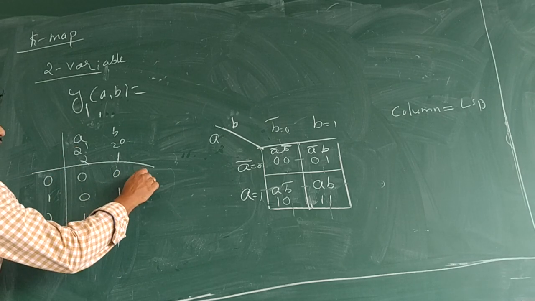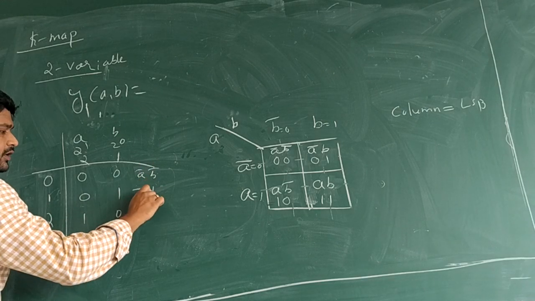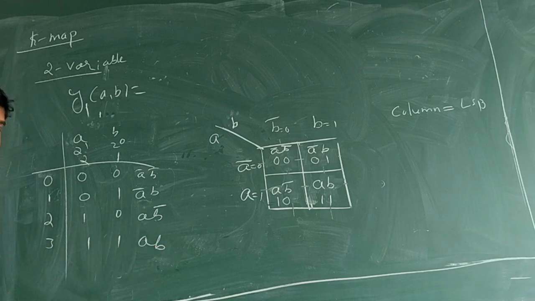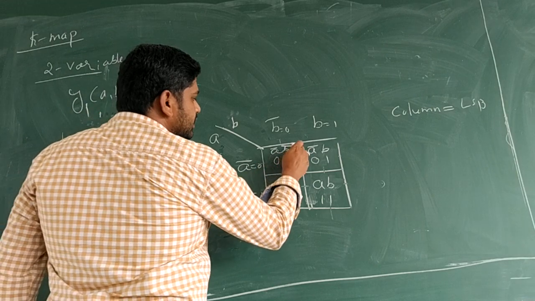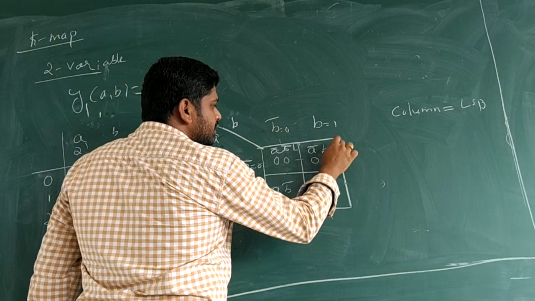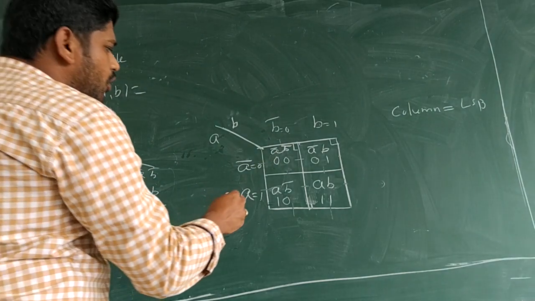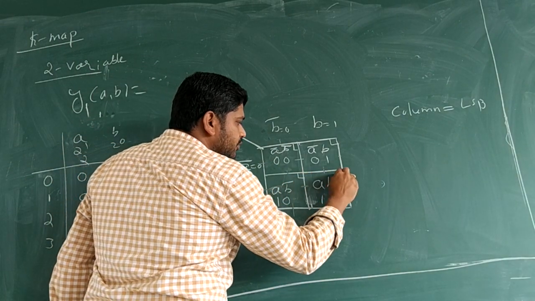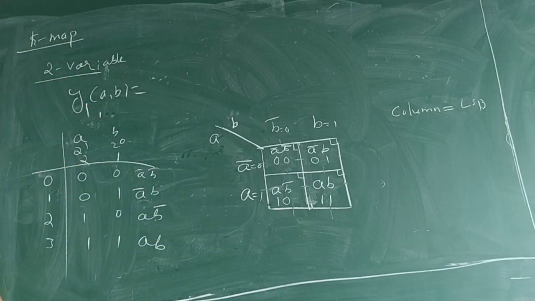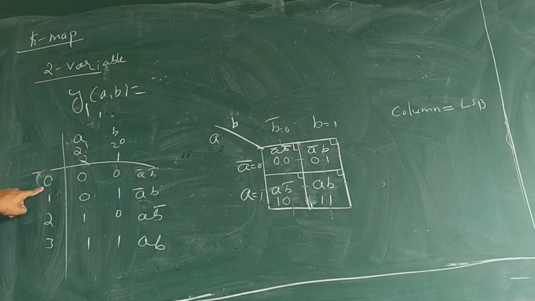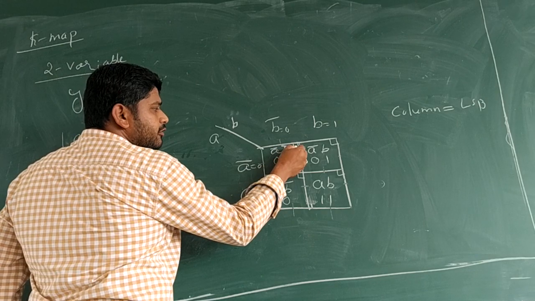What is the row here? A complement, B complement. A complement B. A with B complement. Last one is AB. Now, what you have to do is, in every box, in the right top corner, small box you prepare for your reference and write row number. What is the row number of A complement, B complement? 0. So here I will write 0.